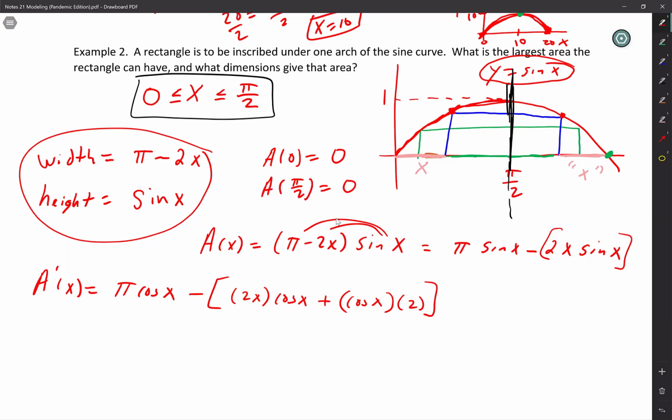What? Oh, yeah. No, you're good. I would have gotten it wrong. First times derivative of the second plus second times derivative of the first. I'm going to set all this equal to 0. Finding critical numbers.